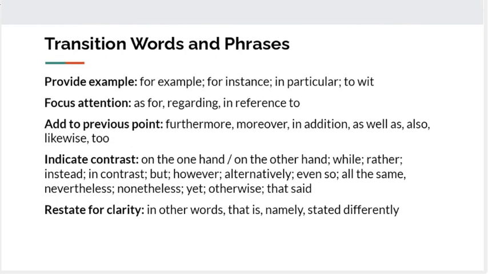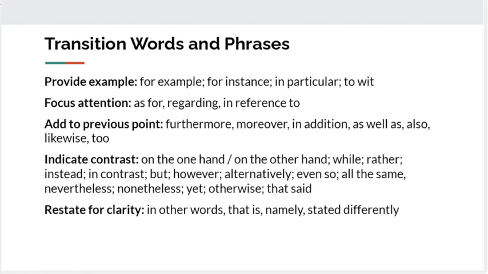To indicate contrast, we've got on the one hand, on the other hand, so those are generally used together, one sentence after the other. While, rather, instead, in contrast, but, however, alternatively, even so, all the same, nevertheless, nonetheless, yet, otherwise, that said. There are some differences between some of these words, but again, all of these indicate some sort of contrast.